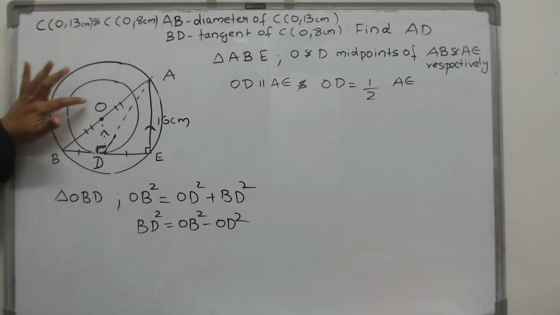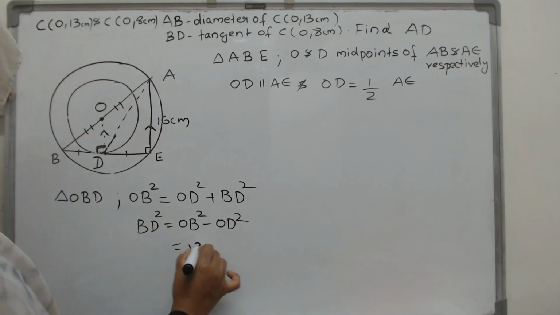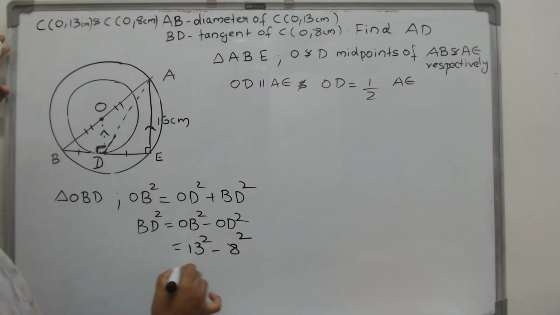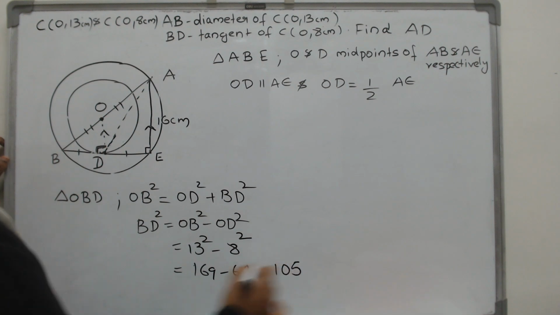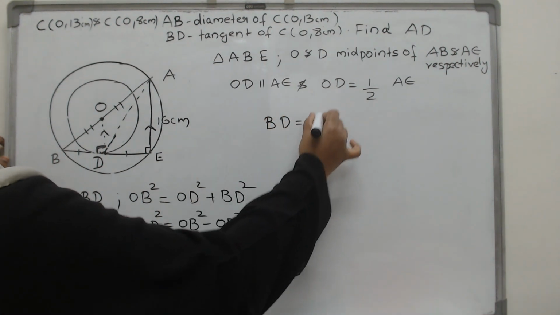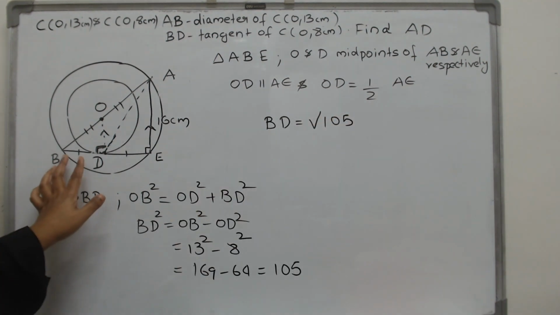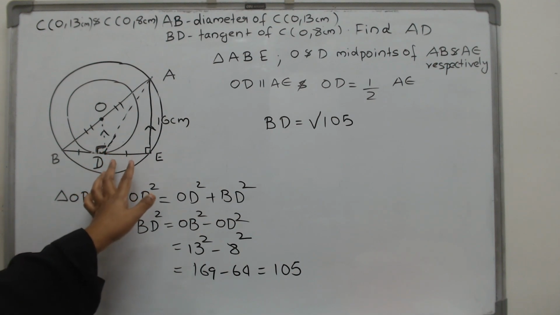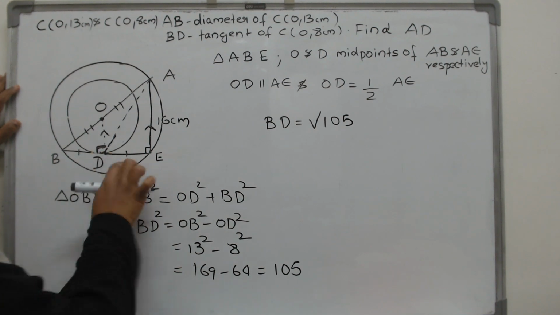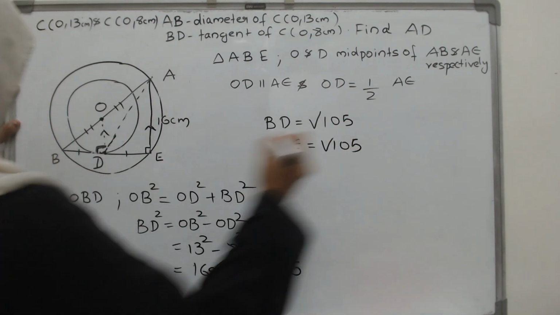But OB square is what? It is the radius of the bigger circle, and OD is the radius of the smaller circle. So what you have is 105, which means what? BD is square root of 105. But what we need is not BD. What we need is DE. But then what do we know? These two are equal, right? BD and DE are equal. So DE is also square root of 105.